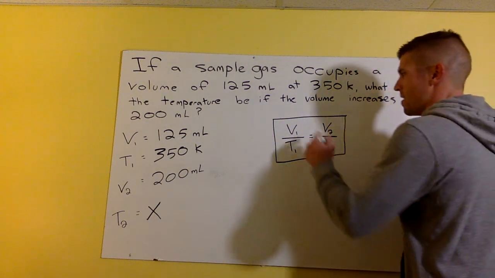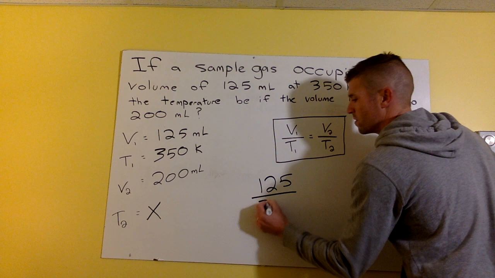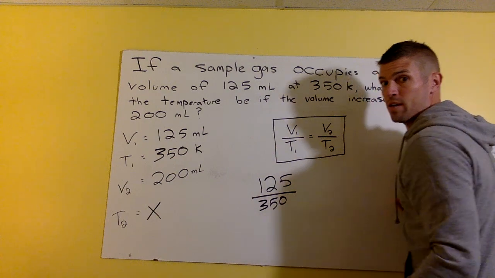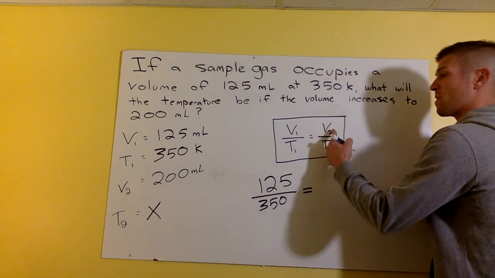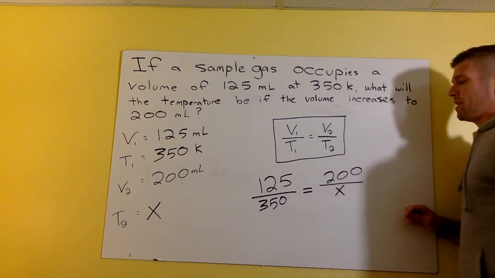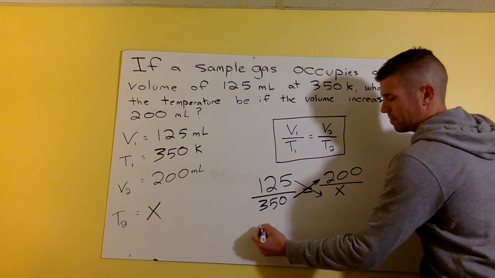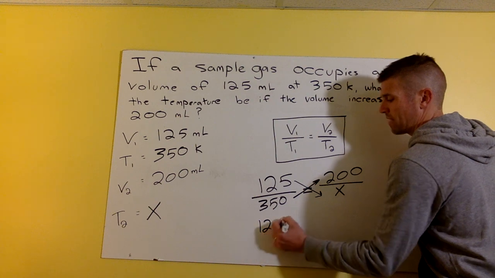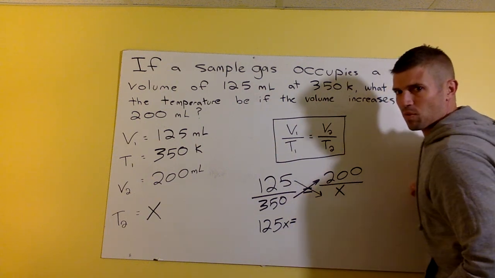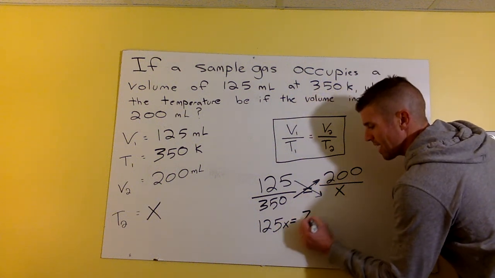So let's plug this in. Volume 1, 125 over 350, that's V1 over T1. V2 over T2, and T2 is X. Again, I am cross multiplying. And just because it makes me happier, I always put the variable on the left-hand side. You don't have to, but that's the way I like it. 125 times X is 125X. 350 times 200 is 70,000.